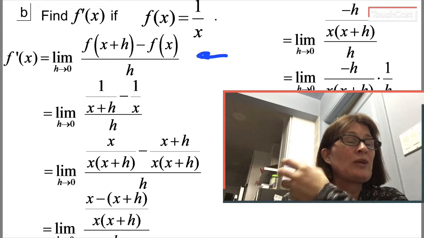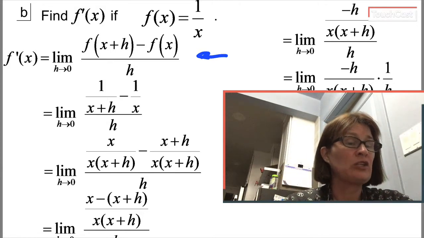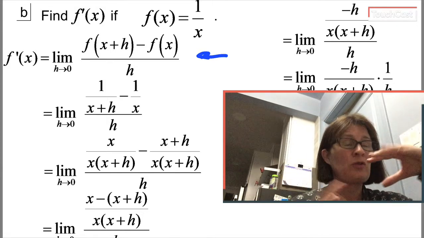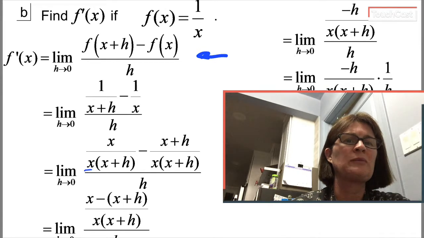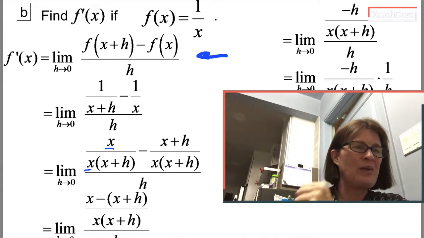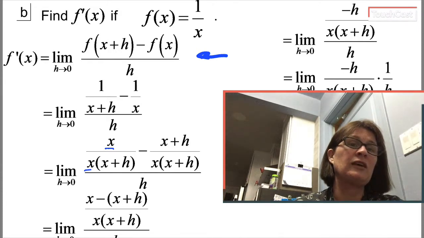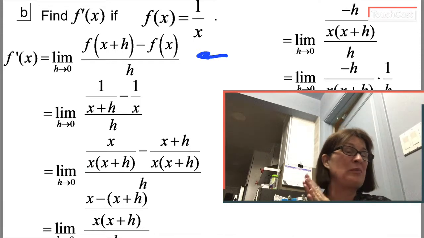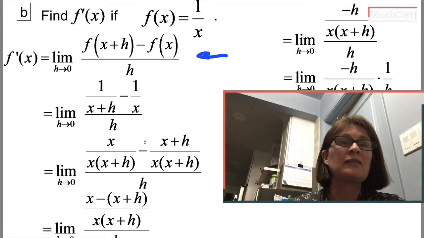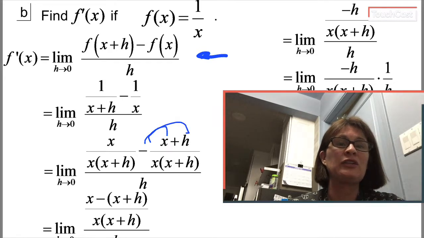I'm going to try to get one fraction in the numerator and one fraction in the denominator so that I can change to multiplying by the reciprocal. So I notice that the missing factor in my first fraction is x, so I'm going to multiply top and bottom by x. The missing factor for my common denominator in the second fraction is x plus h, so I'm going to multiply by x plus h over x plus h. And once I've done that, I have the same denominator, and as long as I remember to distribute the subtraction, I'm going to have to subtract x and then subtract h.